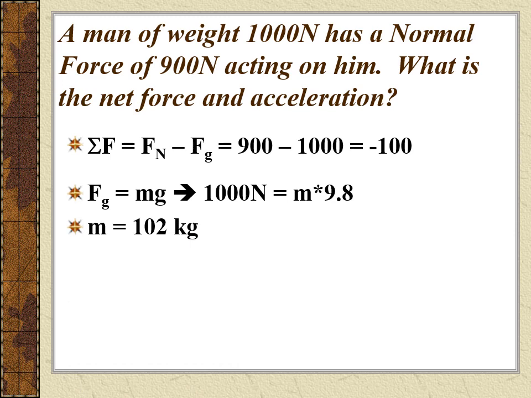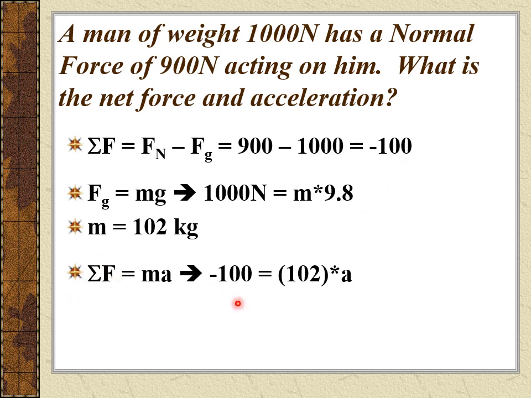Now I can plug into Newton's second law, where net force equals mass times acceleration. The net force is negative 100. We found that up here. His mass is 102. Divide both sides by 102 and you get an acceleration of negative 0.98 meters per second squared.